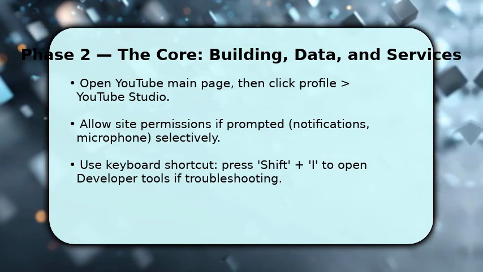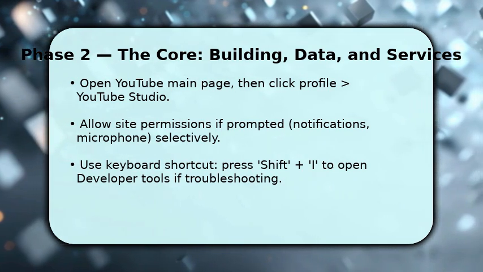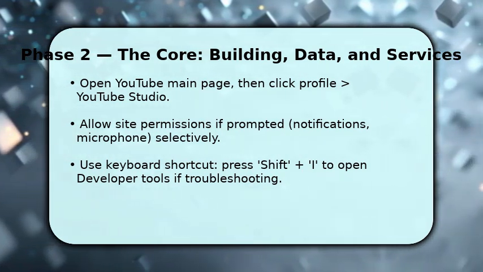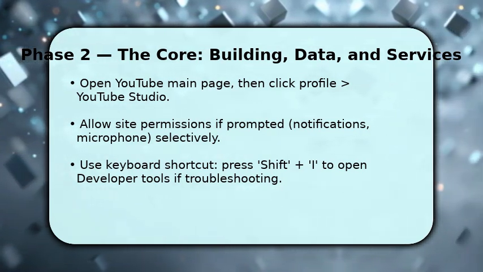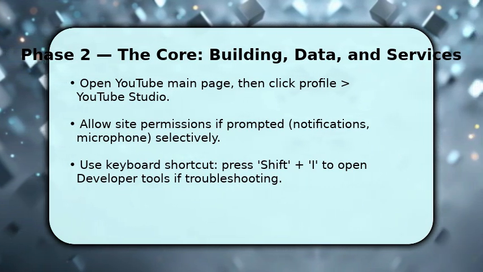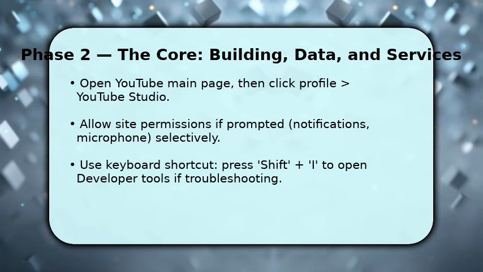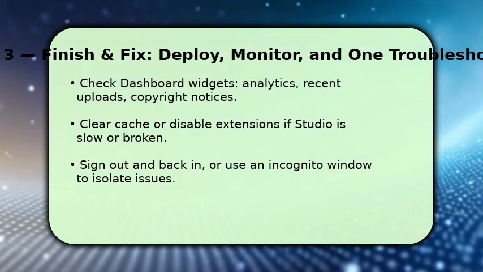Once the studio interface appears, take a moment to let panels finish loading. Analytics charts pull data and need a few seconds. Make sure Chrome extensions aren't blocking scripts. Disable ad blockers for YouTube Studio if graphs fail to render. If you need to inspect elements, open Developer Tools with Shift+I. That helps diagnose blocked scripts. Finish by reviewing dashboard widgets and visiting content to confirm your videos display correctly.